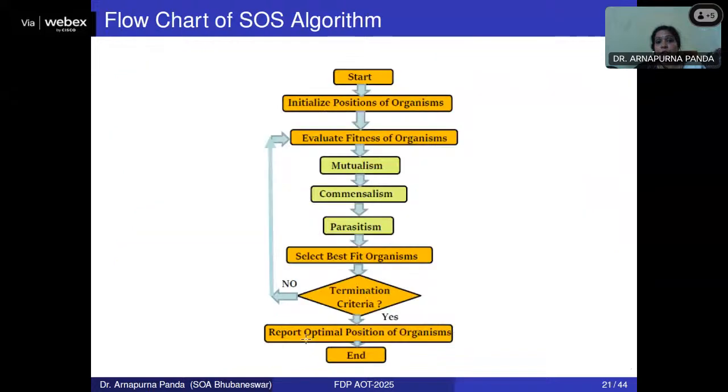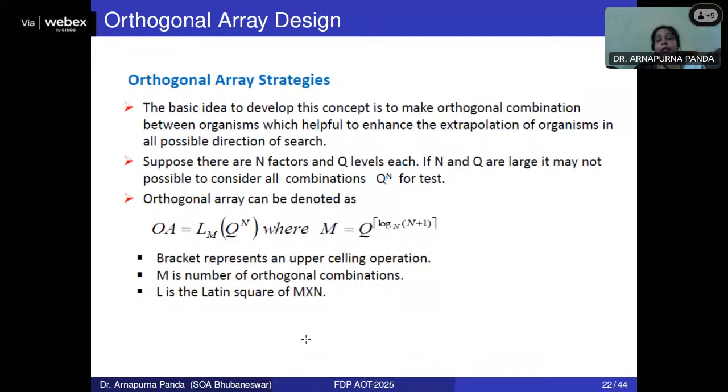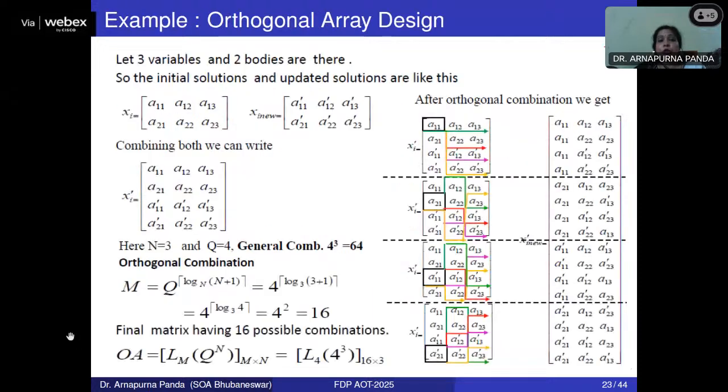This is the flowchart of the symbiotic optimization algorithm. And here we use one mathematical concept, that is orthogonal array strategies. What happened here? Suppose we have two sets, A11, A12, A13 and A21, A22, A23. My Xi is this, and after updating, what do we get? Xi new. So Xi is the initial solution and Xi new is the updated solution.